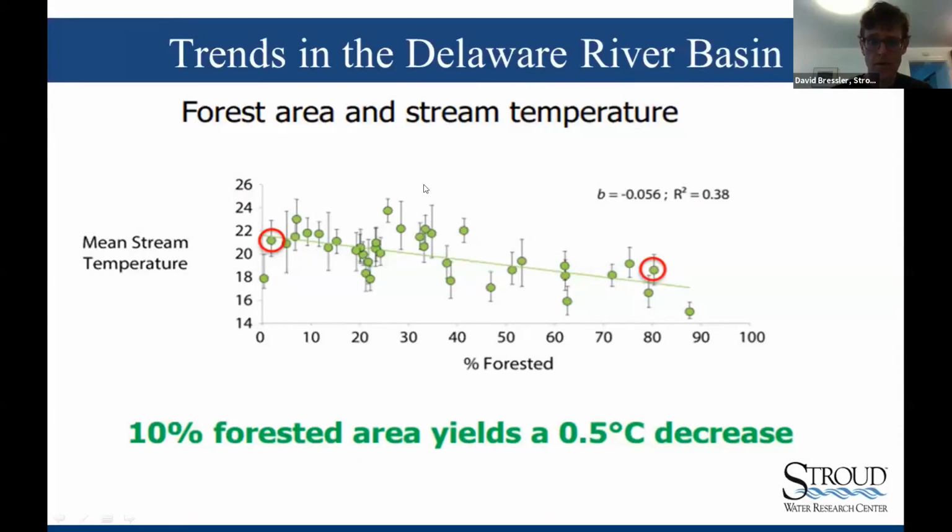And then just to finish off this section of the presentation, this is some work that we've done internally at the Stroud Center, just showing some of these basic trends across the Delaware River Basin, kind of similar to what Elizabeth showed in the local watershed, but showing that with percent forest, as forest goes up, temperature goes down. And this was Mark Paypock at the Stroud Center, making a general implication here that with 10% forest, you get about a half a degree decrease in temperature.